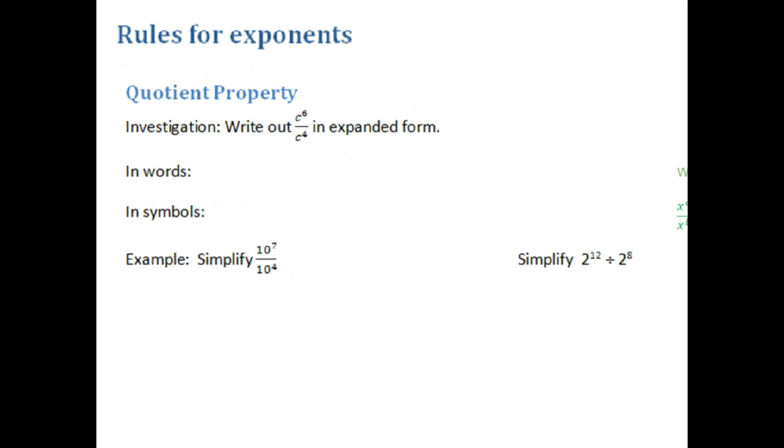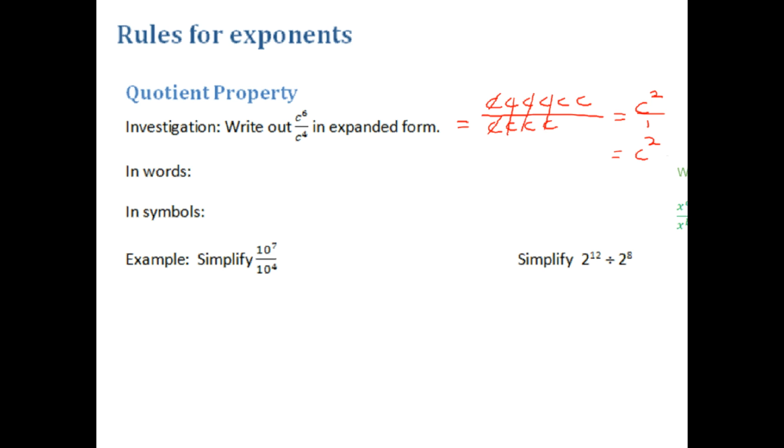Our next property we're going to look at is the quotient property. Here we're dividing, so we're going to write this in expanded form. So c to the 6th, and in the denominator we have c to the 4th. And we know that something divided by itself is just 1. So c divided by c is just 1. Another one here just becomes a 1, this just becomes a 1, this becomes a 1. So we're really left with c squared over 1, which is just c squared.